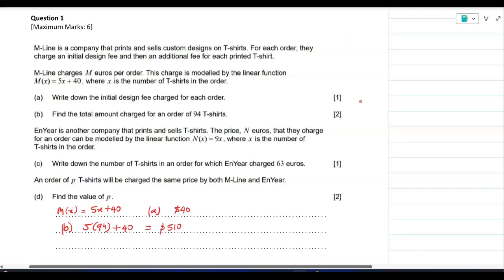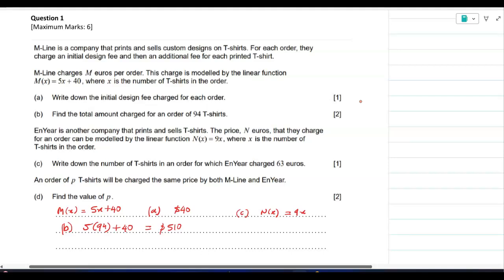Then N-Year is another company that prints and sells t-shirts. The price N euros that they charge for an order can be modeled by N(x) = 9x, where x is the number of t-shirts in the order. Write down the number of t-shirts in an order for which N-Year charges 63 euros. N(x) equals 9x plus 63. No. N(x) is 9x. No?